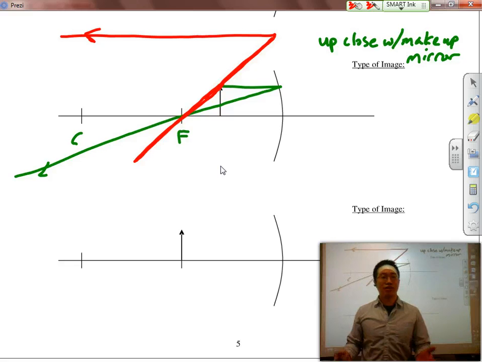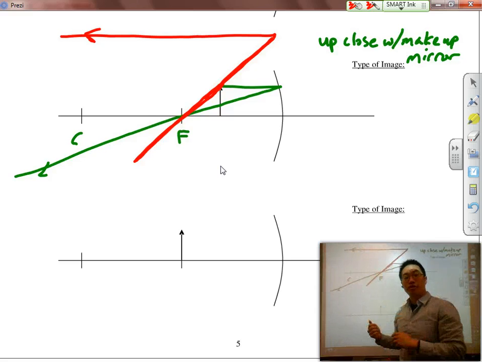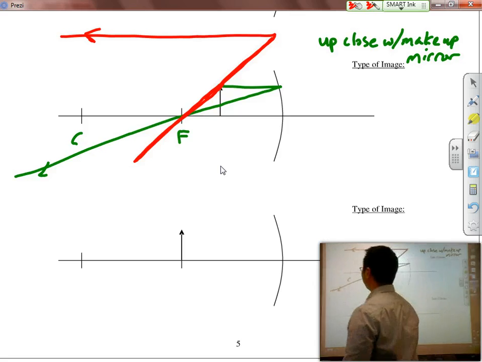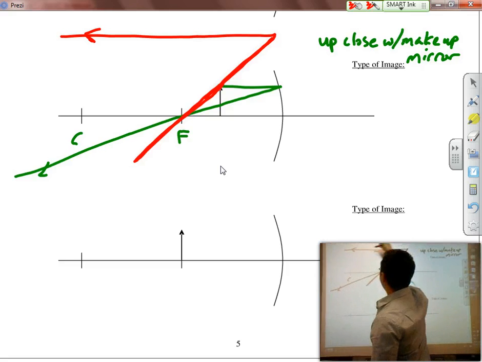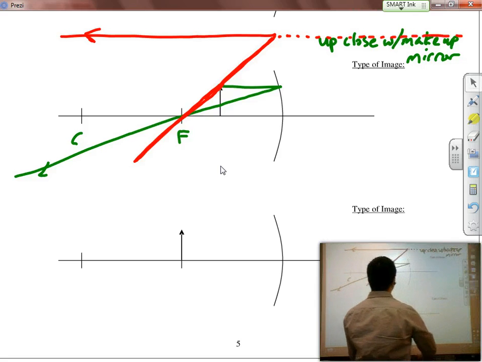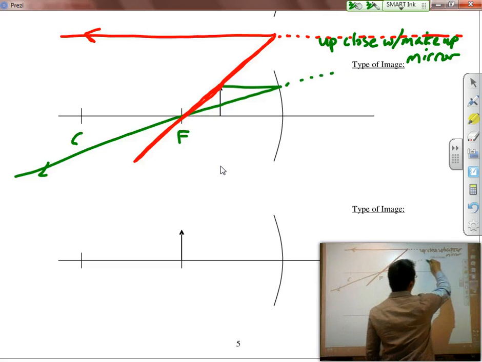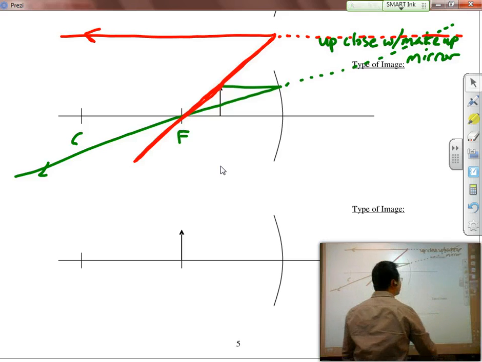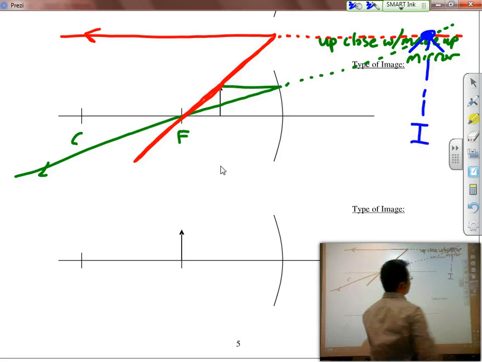But these lines aren't going to meet. We can see that they're spreading apart from each other. So even though they're spreading apart from each other on the real side, they can meet on the virtual side. And whenever I draw virtual lines, I basically extend backwards the reflected ray. So in this case, the top line was reflected, so I pull that back. And with the green line, the diagonal line was reflected, so I'm going to pull that one back. And where the two lines converge, I get my image.